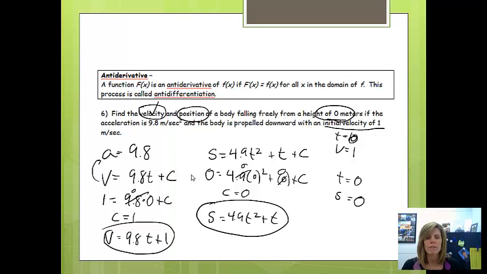So I found the position and I found the velocity, and again we can just double check. If I take the derivative of position, I do get to velocity, and if I take the derivative of velocity, I do get to that acceleration. So everything worked out. So hopefully now you're somewhat familiar with finding the antiderivative of a function.